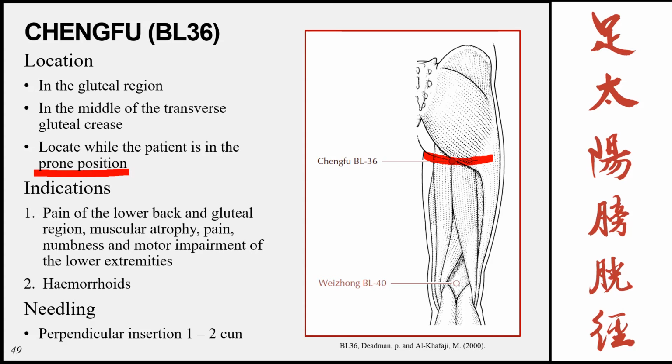Indications for this point, so it can be used for pain of the lower back and gluteal region, that's due to its location, but it can also be used for muscular atrophy, pain, numbness, and motor impairment of the lower extremities. And another important function of this point is that it can be used for hemorrhoids. Needling, we're going perpendicular insertion, 1 to 2 tsun, as this is quite a muscular area, so we can go slightly deeper on our insertion.